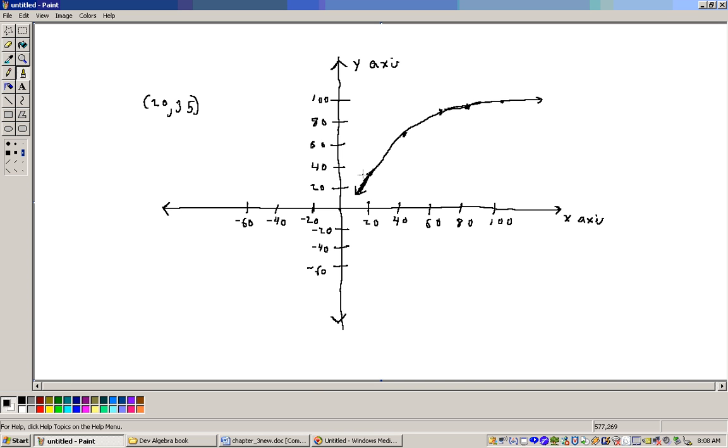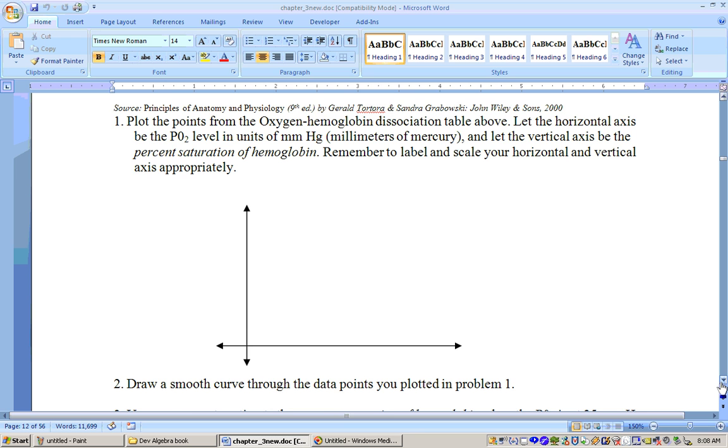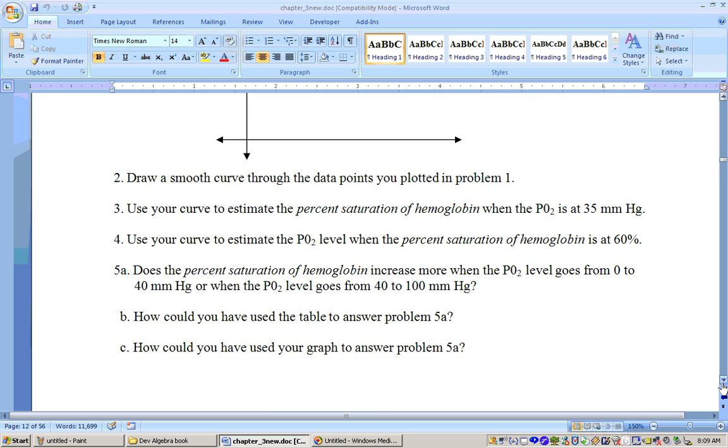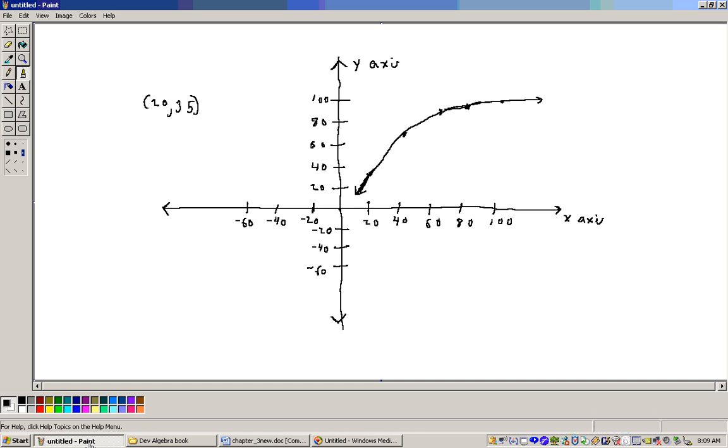There are some questions here at the bottom of the page. Well, we drew the smooth curve, and it says use your curve to estimate the percent saturation of hemoglobin when the PO2, that's your x value, is 35. Well, let's do that. When the x value is 35, what's your PO2 level? Well, here's 35, go up, oh, I don't know, maybe it's around 40 something. And the next problem says use your curve to estimate the PO2 level. That's what your x-axis stands for, the PO2 level.